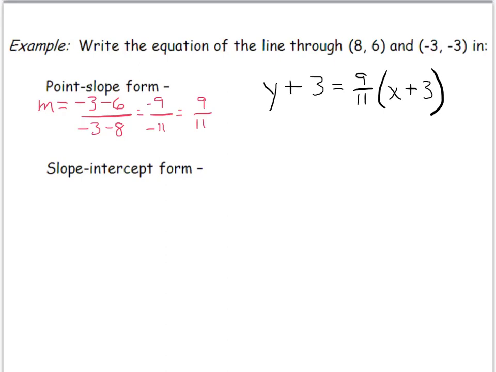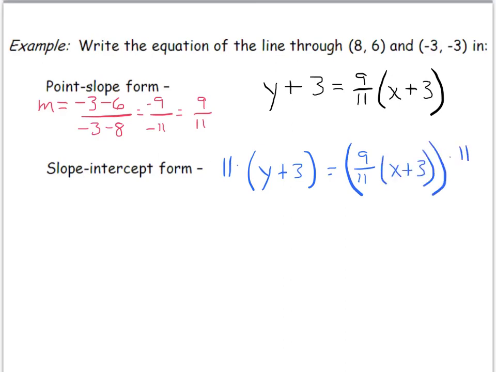So what I have to do first is I'm going to have to get this 9/11. I have to work with that. Now, a lot of students have issues with fractions. So one way in which you can work with this problem is, you know what you can do? You can multiply both sides by 11. So if I took both sides and I multiplied it by 11, I would end up getting the 11s to cancel out on my right-hand side. And then my 11 would distribute through here. So I'd have 11y plus 33 equals 9 times x plus 3.